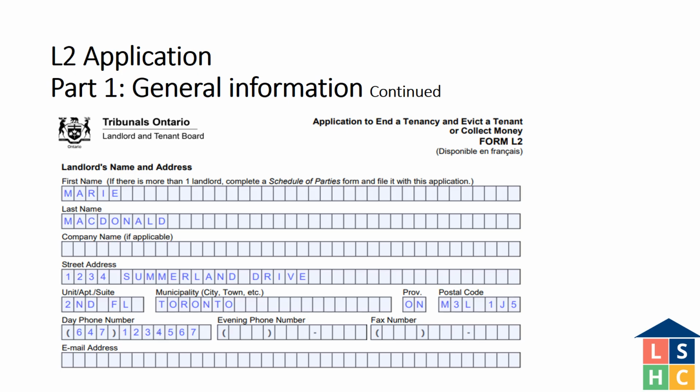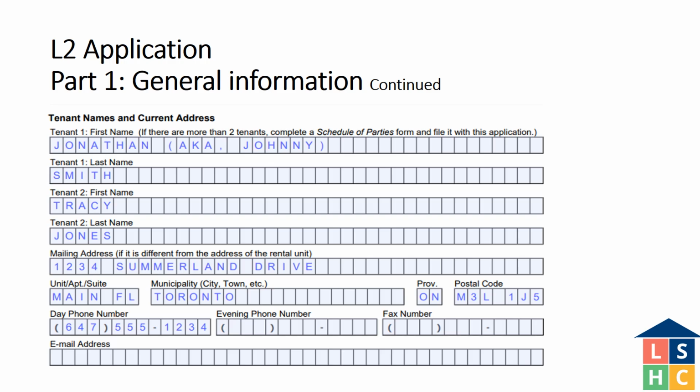If there are multiple landlords, use the Schedule of Parties form from the Landlord and Tenant Board's website to add them to the application. If there are more than 2 tenants, you should also use a Schedule of Parties form to add them to the application.